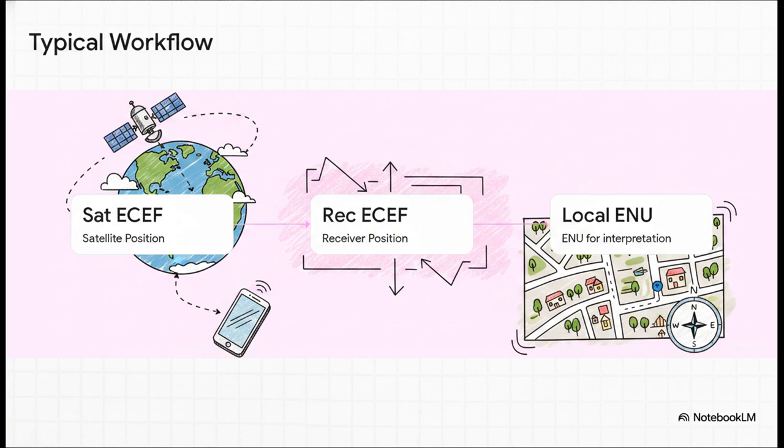When your phone connects to GPS, step 1, it first receives the satellite's position in global ECEF coordinates. Step 2, it calculates your receiver's position, again, also in ECEF. But engineers know ECEF is a global frame. So for you to actually navigate your neighborhood, we move to step 3, converting that data into a local frame like ENU, east-north-up, or NED, north-east-down. This local interpretation is exactly what makes that little blue dot move so smoothly across the map on your screen.